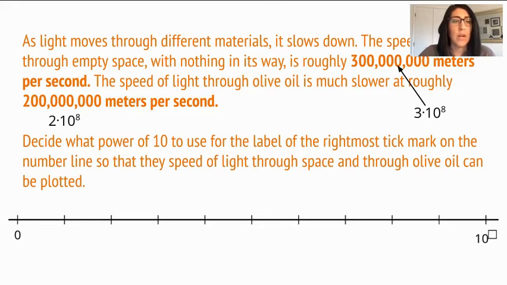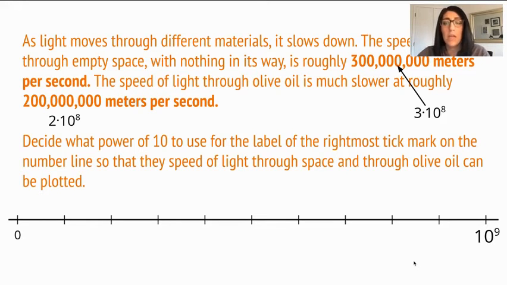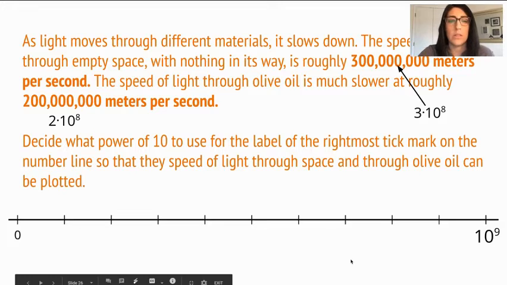So let's first decide what power of 10 to use for the label of the rightmost tick mark on the number line so that the speed of light through space and through olive oil can be plotted. Since we obviously see we're working with values that are being multiplied by 10 to the 8th, we know that's going to be the main component of our number line. So breaking it into 10 parts, this last component should be 10 to the 9th, because 10 times 10 to the 8th is equivalent to 10 to the 9th, and we're breaking 10 to the 9th into 10 parts.